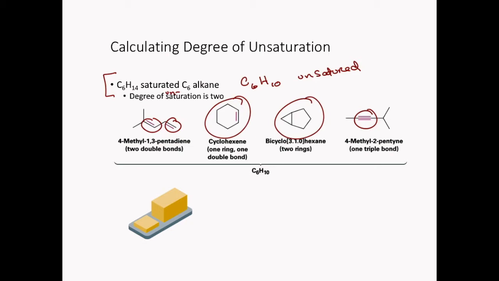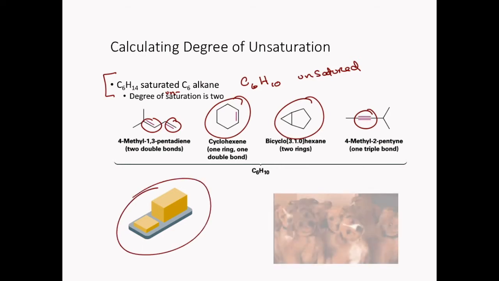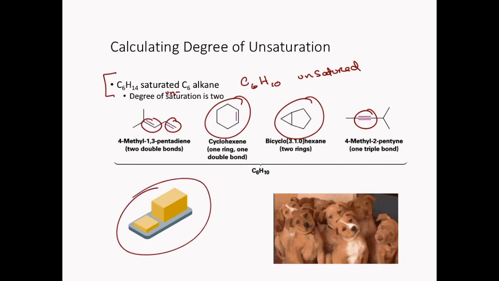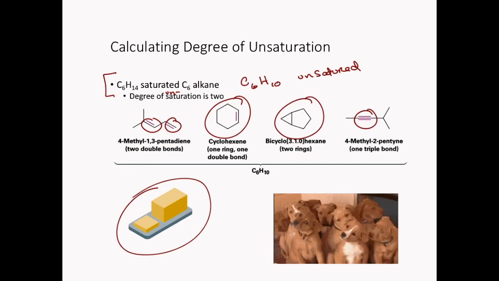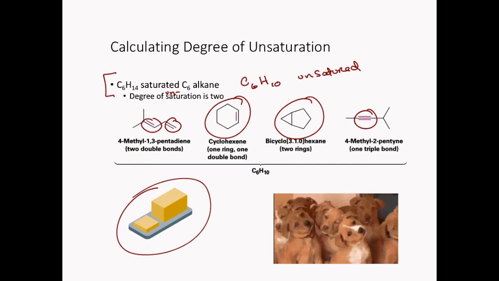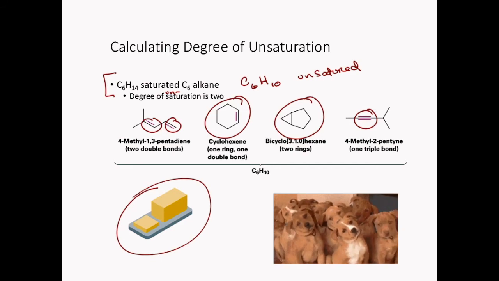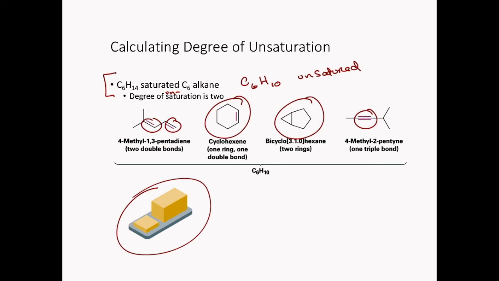So this talk of unsaturation and saturation may make you think of butter. And maybe you are feeling curious, like these cute little puppies here. Well, when we talk about unsaturated and saturated fats, we are indeed talking about how many double bonds they have. So saturated fats have no carbon-carbon double bonds in them. Monounsaturated fats have 1 double bond, and polyunsaturated fats have multiple double bonds.